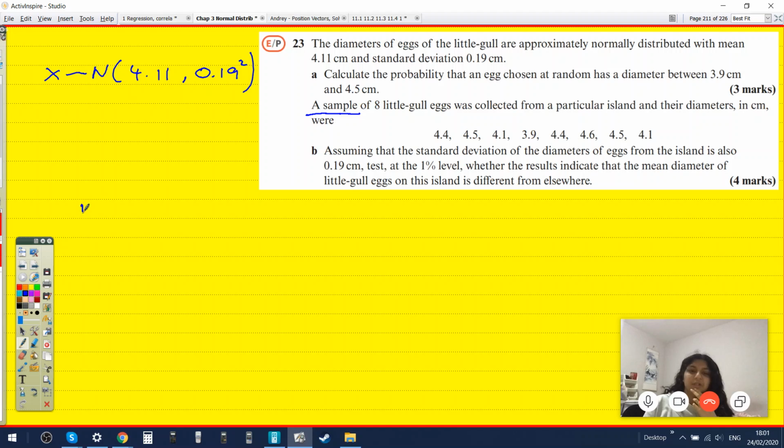H0: mu equals 4.11. This is some critical region though. You and your critical region. You're good for critical region. The only thing that's different about this is they don't give you the mean of the sample. So you just have to work it out yourself. I've seen questions like that though. Okay. Well, anyway, I think you're good.